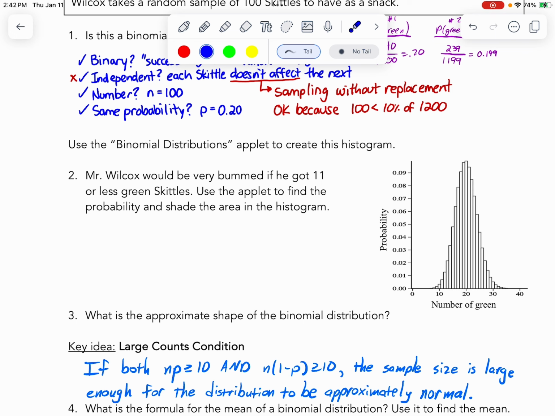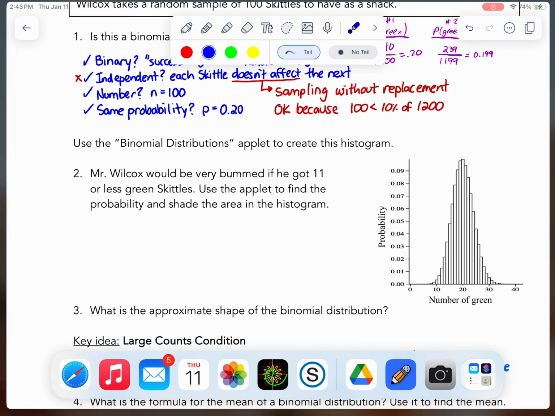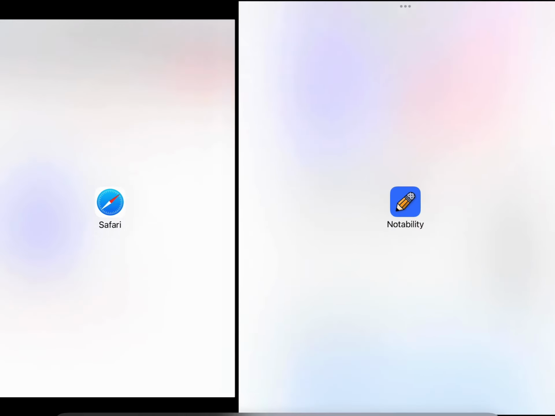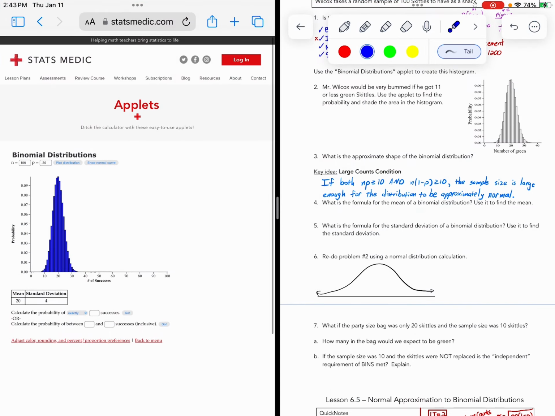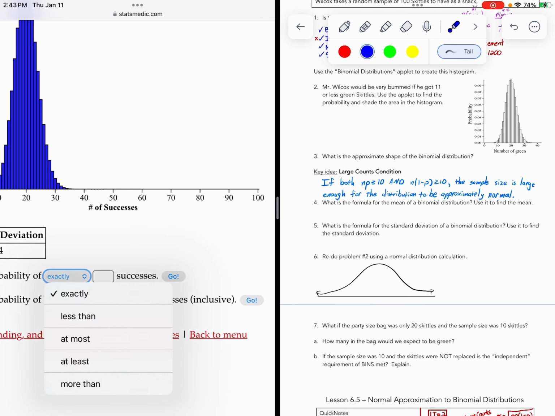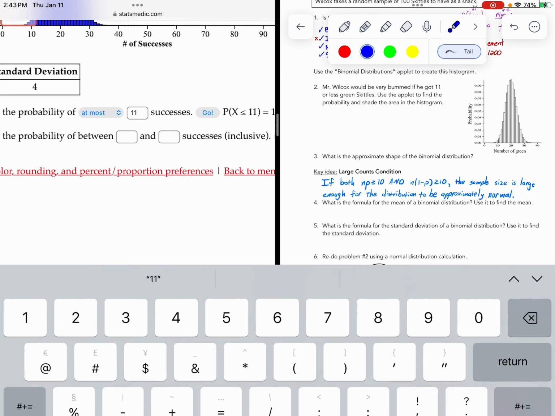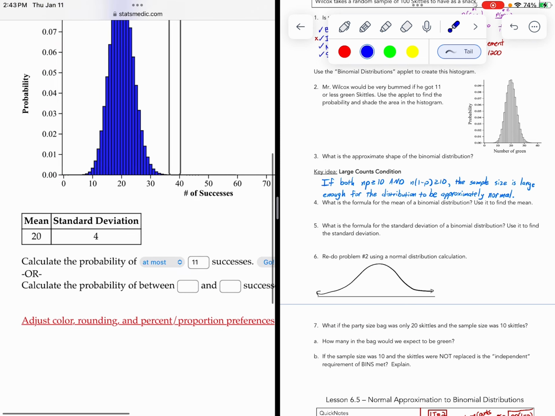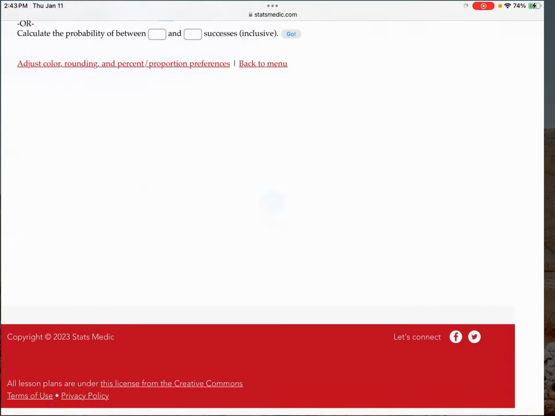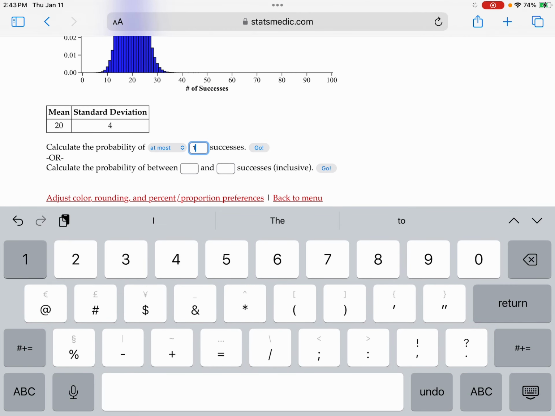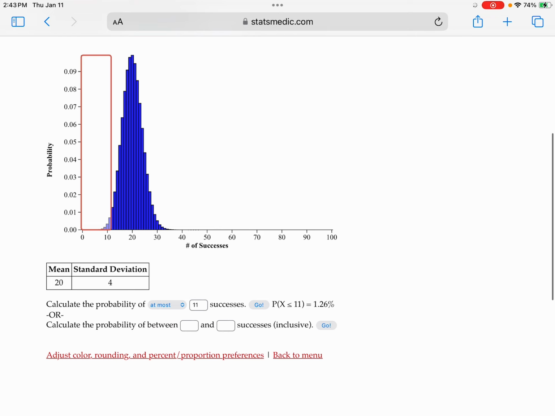Number 2 says, Wilcox will be disappointed if he got 11 or less green Skittles. Use the applet to find this probability. Okay, and then shade it in. Remember, he would be disappointed if he got 11 or less. So I'm going to say at most 11, because that includes 11 and goes down. It shades it in. Whoops, I just messed that up. Let me get rid of that. At most 11. Okay, there we go. That's shaded, and it's about 1.26%.